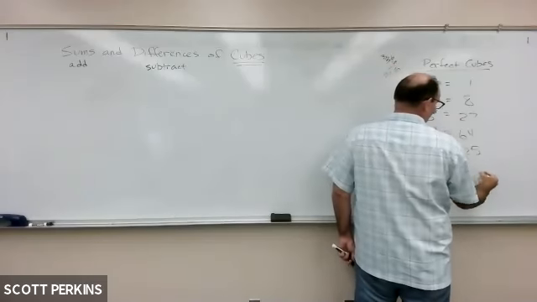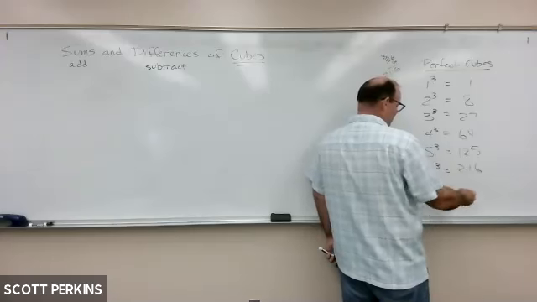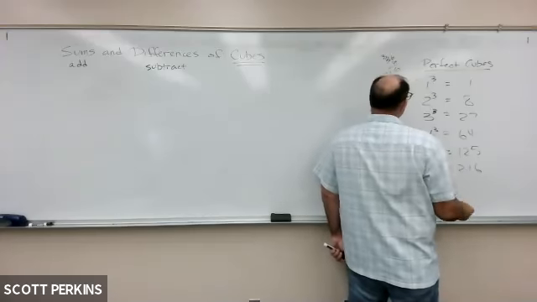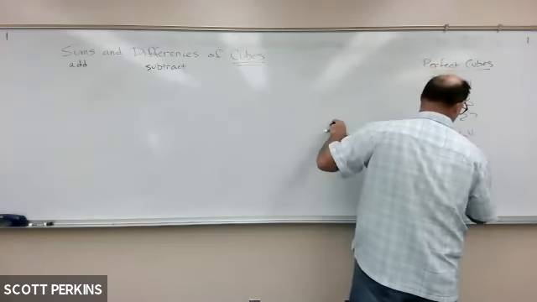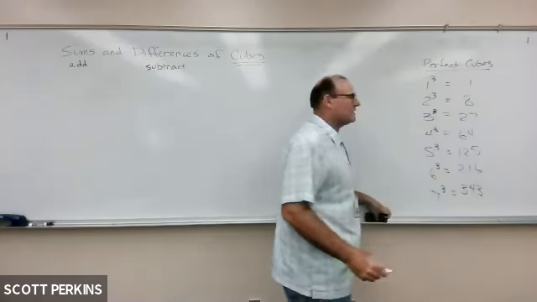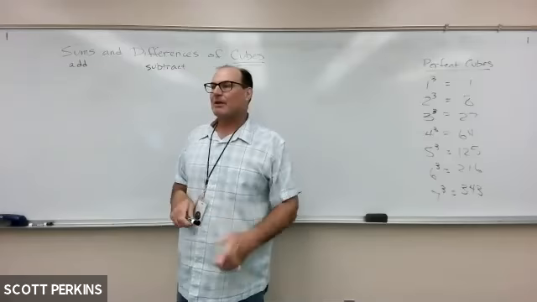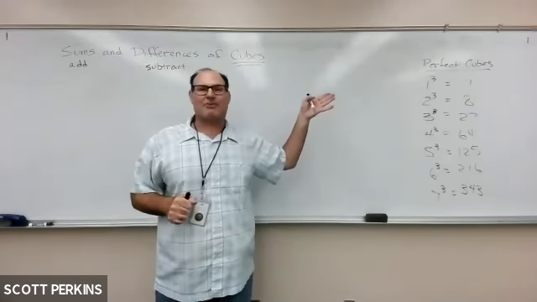216. And I'll go one more just because I have room for one more. 7 cubed, 7 times 7 is 49. I think that's 343. But if anybody has a calculator and wants to double check that, you can. Okay, so there's the first 7 perfect cubes.